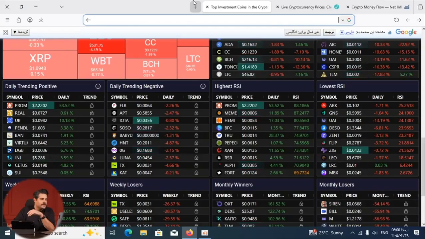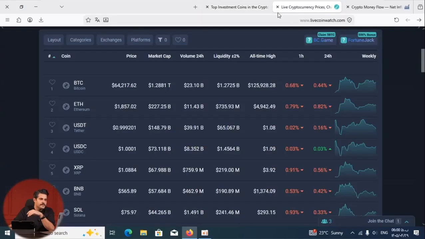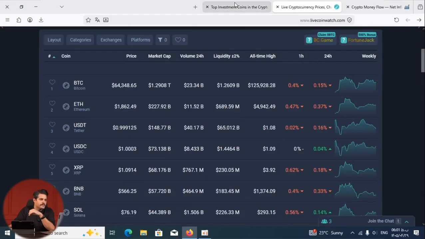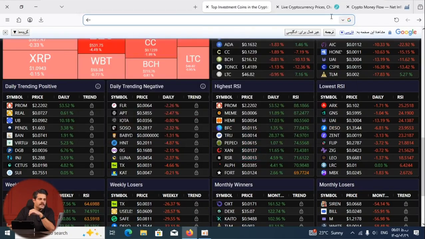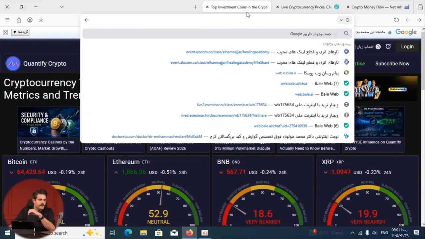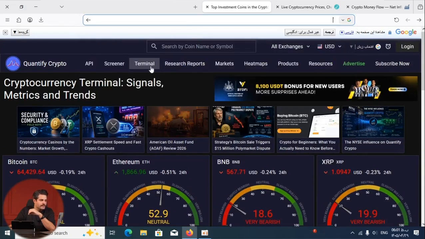Well, friends, I want to work with 3 websites. I'll use these 3 websites to find the coins I want to open short or long positions on. The first website is Quantify Crypto. What data does the Quantify Crypto website give me? First of all, which section do I need? Once I've entered it, I have an option that says Terminal. You can see the website name here too. I'll also put the link in the caption for you. I'll select the Terminal option.